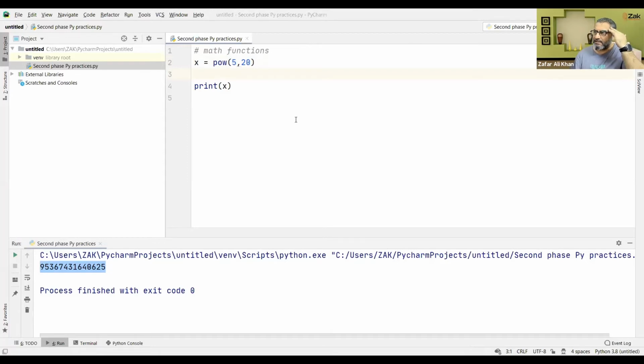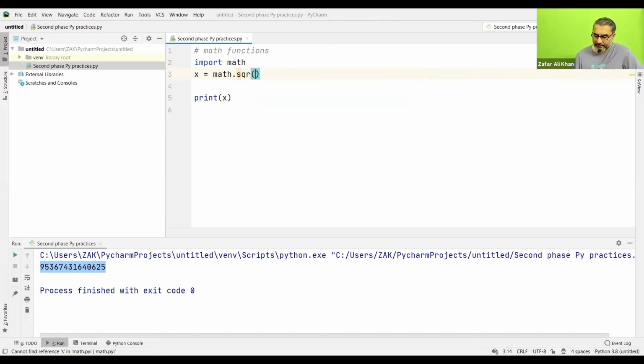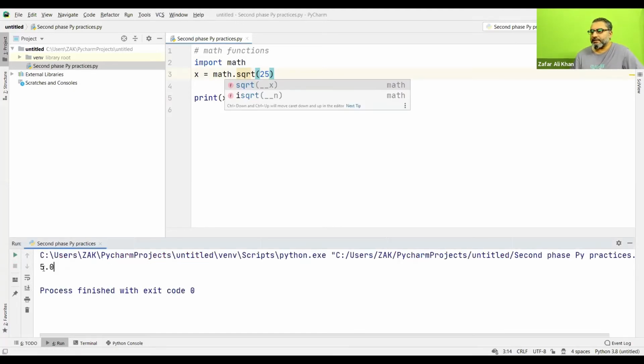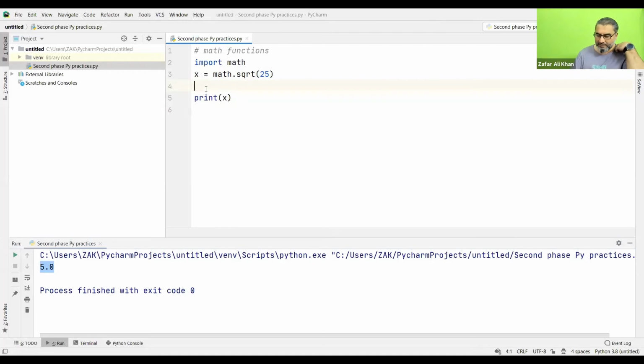And then there is a math module as well. So you can import math as well. So import math. Okay, so in that case, it would be like math dot sqrt, square root of 25. See, this is 5. Pay attention to the type of the result. This is float data type. It is not integer.